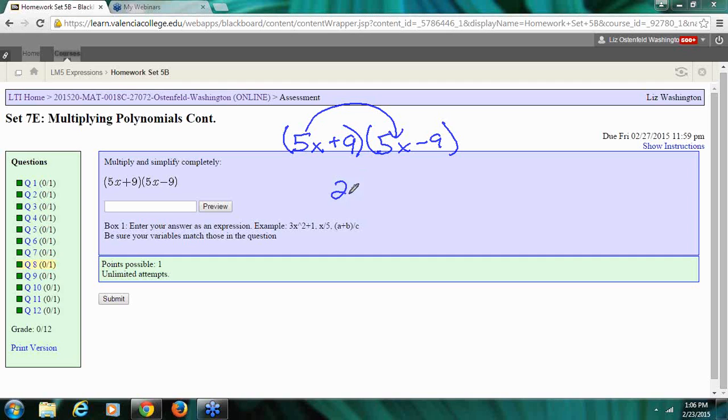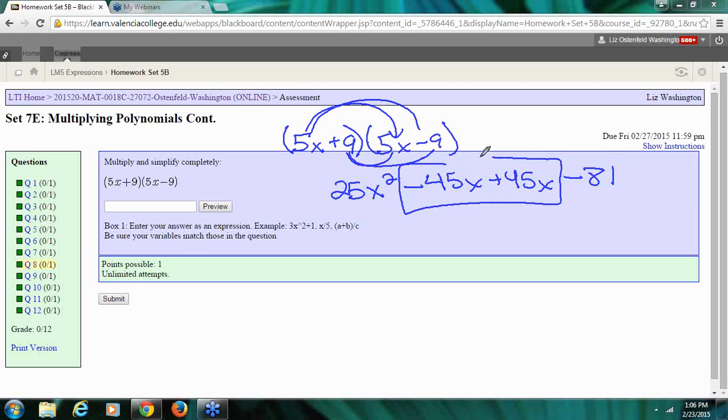5x times 5x is 25x squared. 5x times negative 9 is a negative 45x. 9 times 5x is a positive 45x. And 9 times negative 9 is a negative 81. As you can see here, these middle terms are opposites of each other, so they cancel out, and you're just left with 25x squared minus 81.